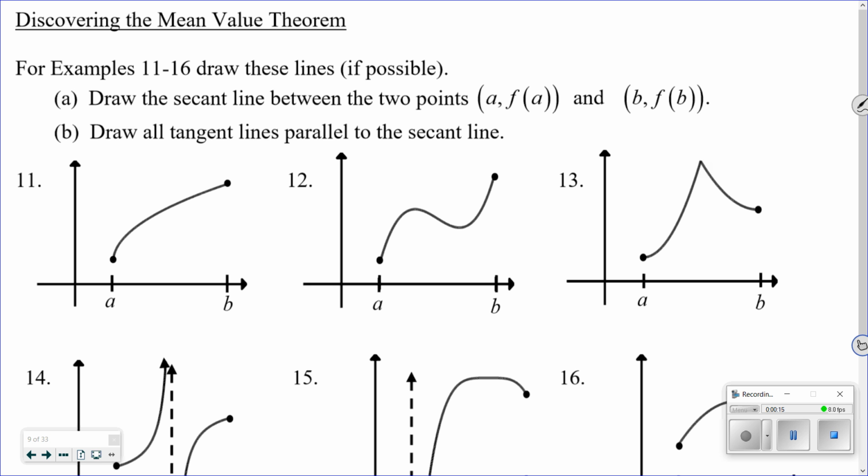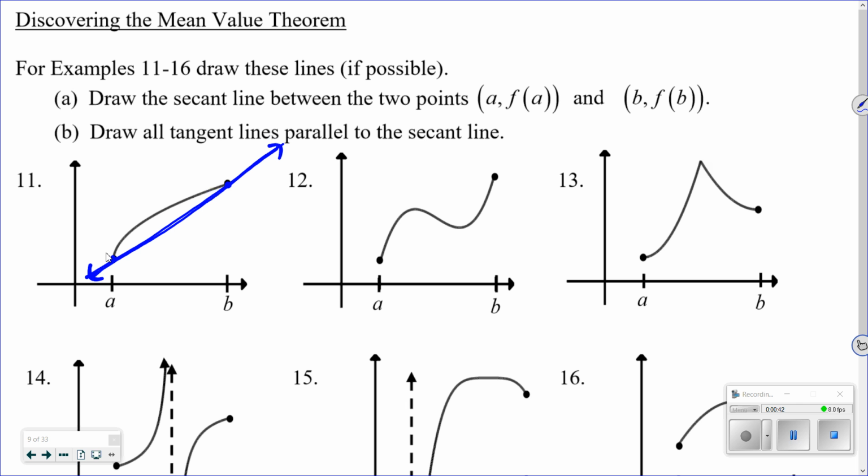So I want you to do this 11 through 16. It says draw a secant line between the points A, F of A, so that's this point right here with a different color, and B, F of B. Remember, a secant line is just a line that crosses those 2 points. On that one, it would be something like that.